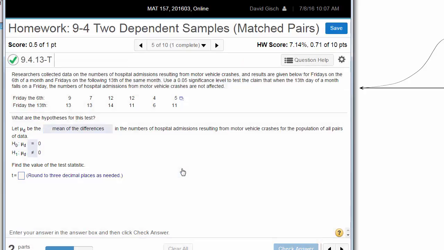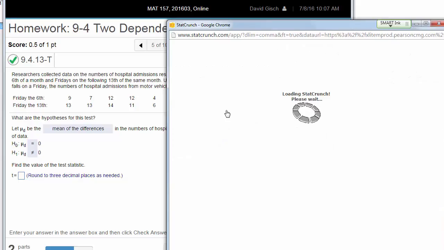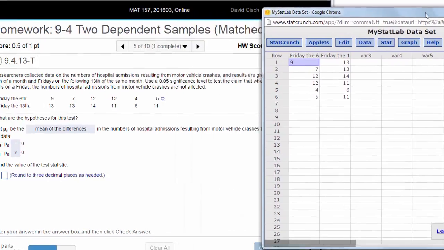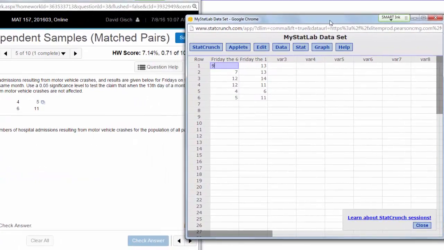Okay, so now let's run through all the stat stuff. We're just going to let StatCrunch handle this whole thing. We're not going to write a whole lot out. Again, if you see that icon there, that means you can open the data right in StatCrunch, and then you don't have to retype it. So this is a hard one.